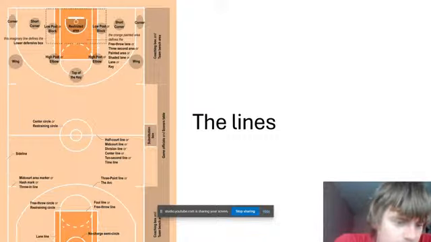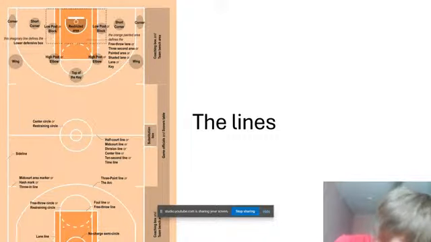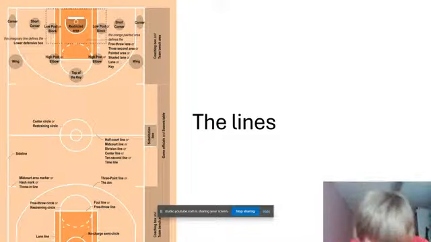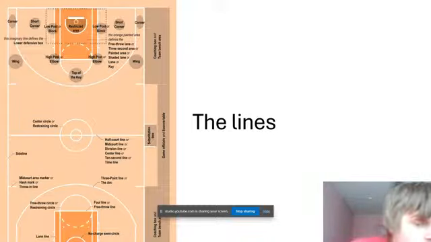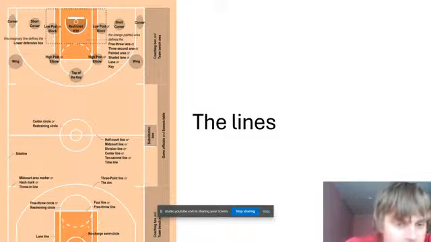What we have here is also the lane line, which marks the start of the painted area from the side, and the no charge semicircle. The no charge semicircle means that you can't draw a charging foul in this area.